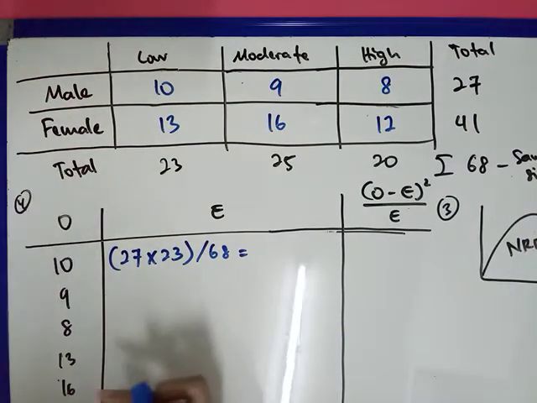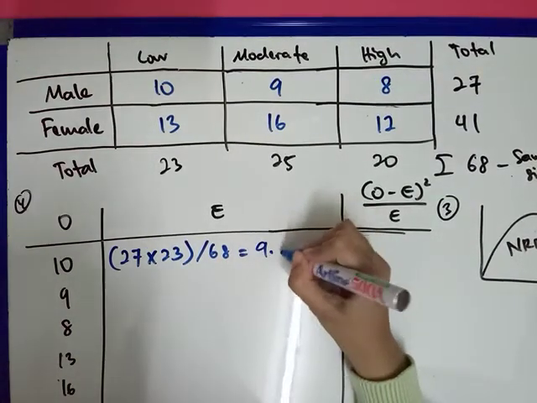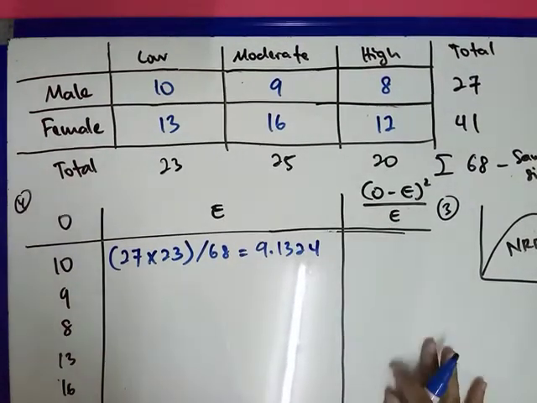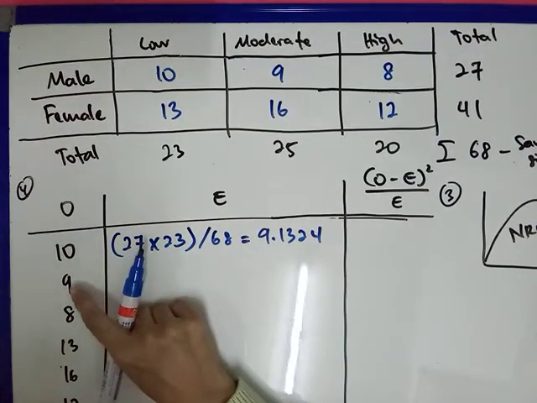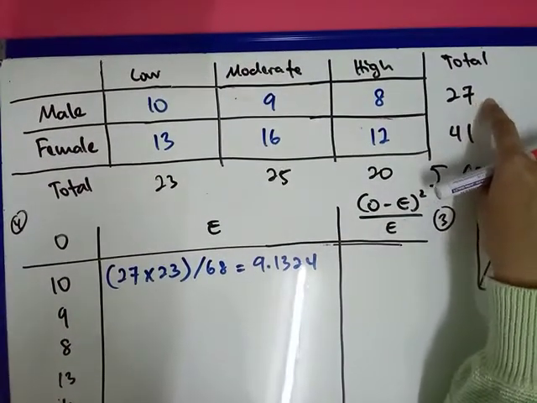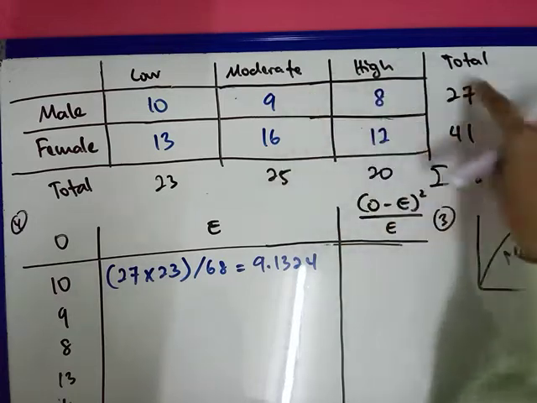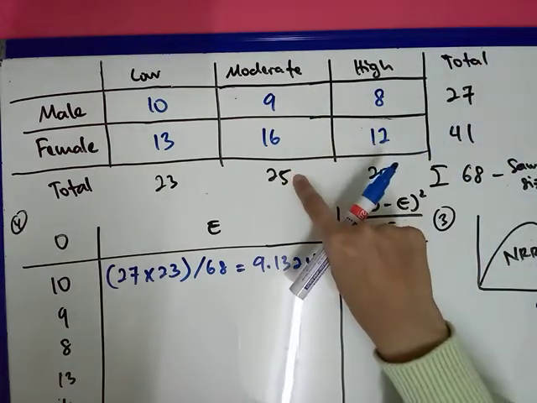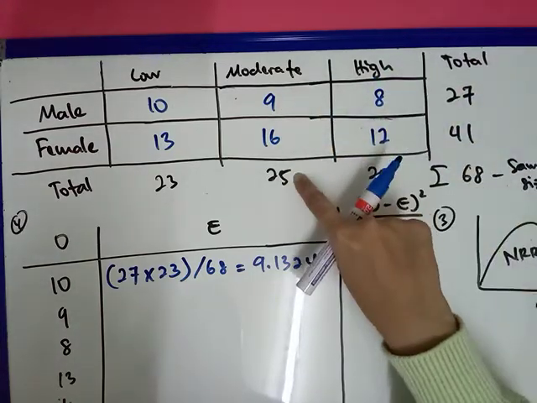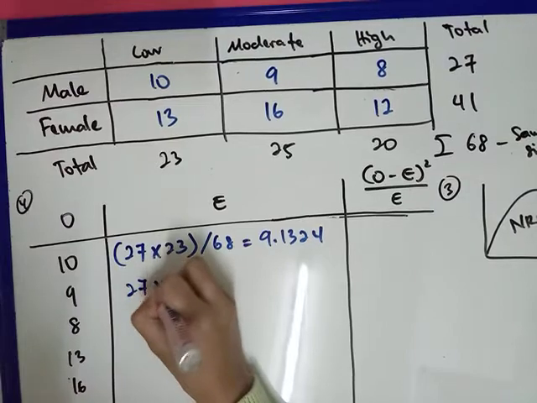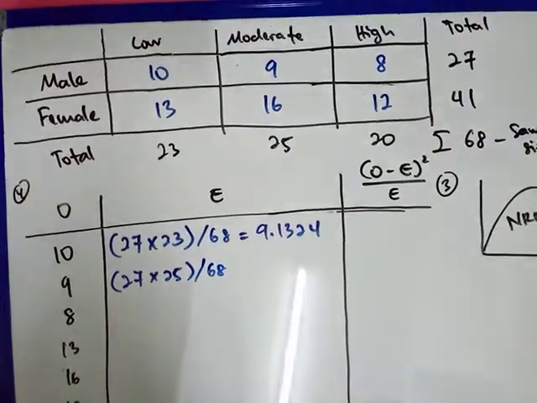Okay, so the value for element 10 is 9.1324. Okay, this is for first element. Second element is 9. So the row total, which is 27, ikut pada kedudukan elemen 9 ni. 27 times the column total, which is 25. Okay, ikut pada elemen 9 ni. 27 times 25 divided by sample size, which is 68.